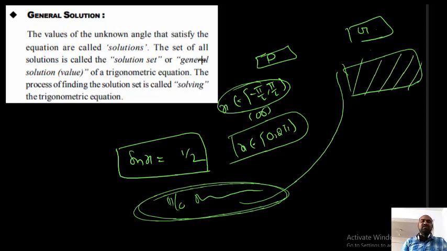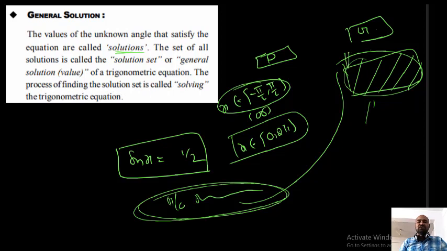Here the definition is given, I want to read it. General solution: the values of the unknown angles that satisfy the given equation are called solutions. The set of all solutions is called the solution set or general solution. So by using this formula, you can get all the solutions. The process of finding the solution set is called solving the trigonometrical equation.